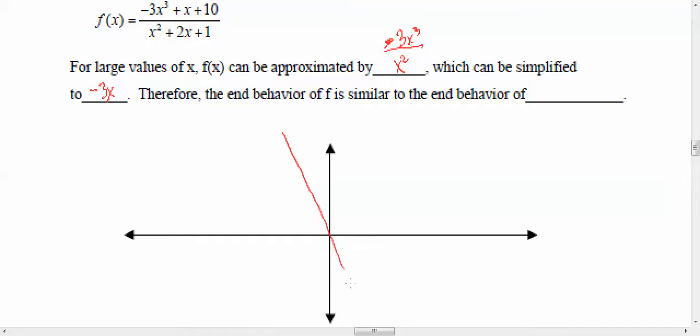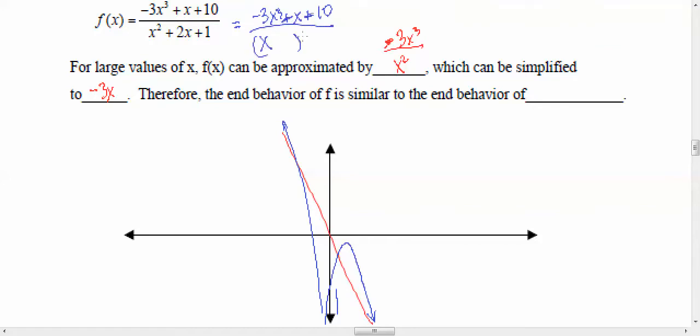If this red line were my asymptote, what I think the graph is going to do is come from this side like that, and it's going to trend towards that red line. And then over here, it's going to come over and trend towards that red line as well. And the reason I can do that is because if I were to factor this denominator, at least, I've got negative 3x cubed plus x plus 10 on top, but on the denominator side I have x squared plus 2x plus 1, that would be x plus 1 times x plus 1. I see that my vertical asymptote occurs at x equals negative 1, which I agree with.